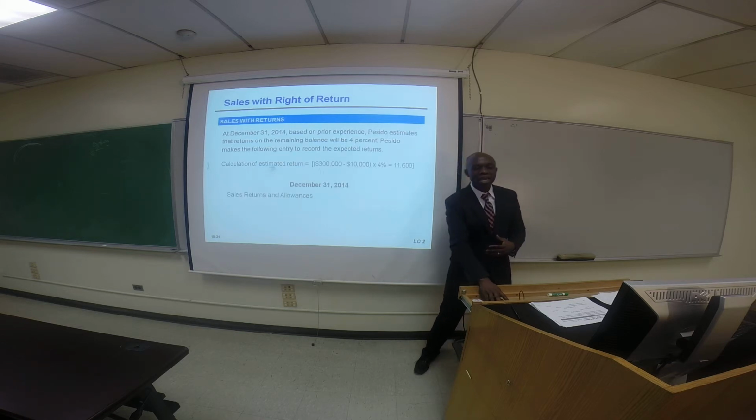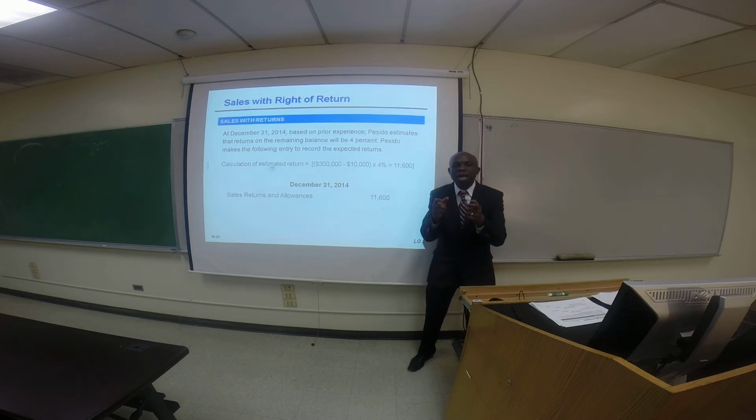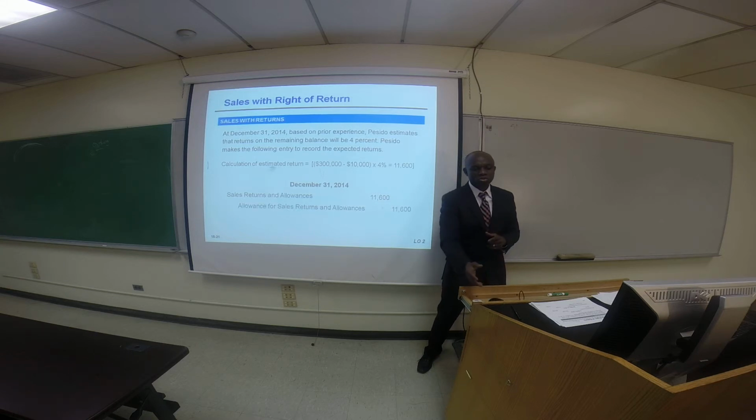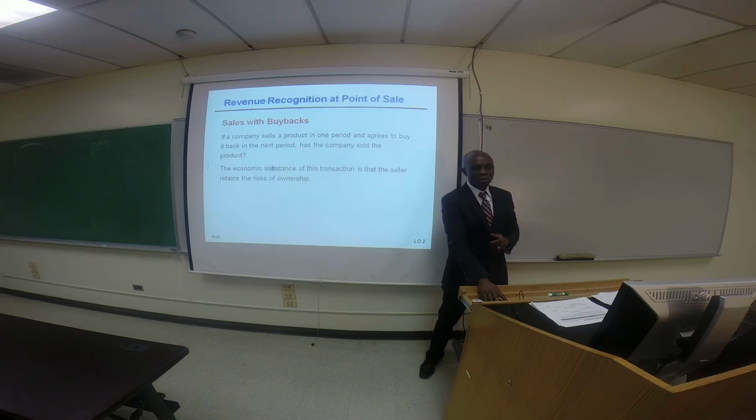At the end of the year, we are going to make provision for X amount of sales that might be returned. So we take the $10,000 returns into consideration. So we debit sales returns and allowances for 11,600 and credit allowance for sales returns and allowances for the same amount.